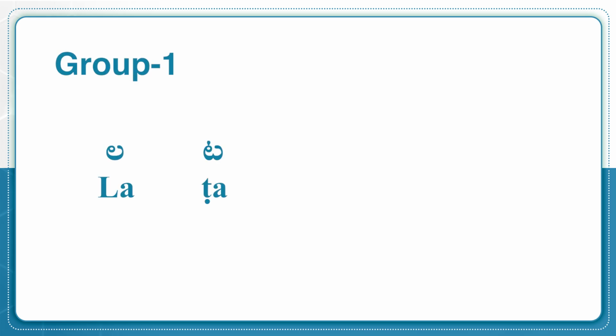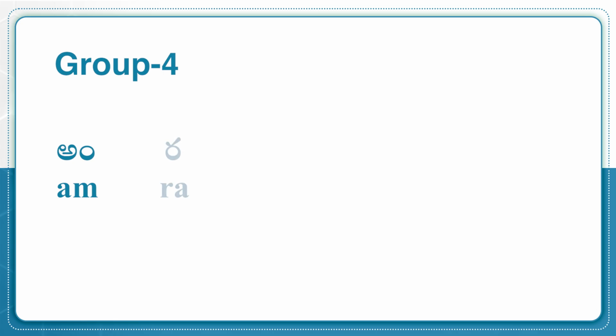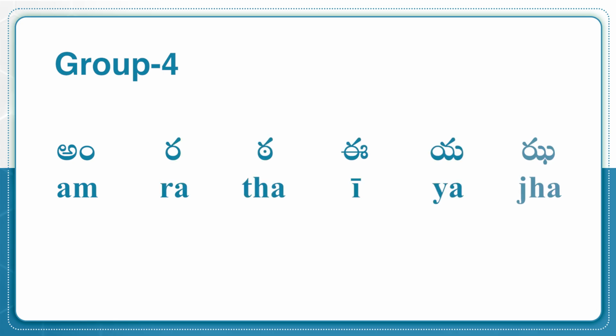In our last class, we explored the following letters in the script. Group 1, we studied La, Ta, A, Tha. Group 2, Ga, Na, Sa. Group 3, E, Ine, Na. Group 4, Ra, Ta, E, Ya, Ja.